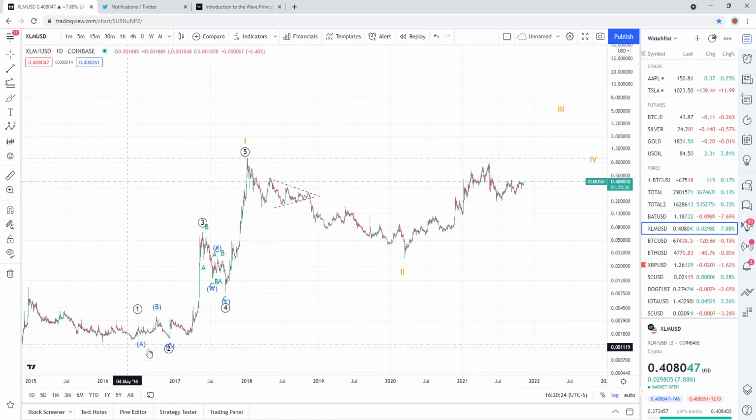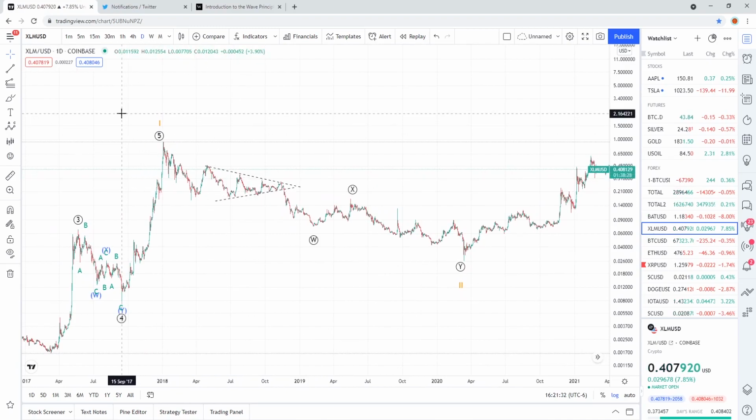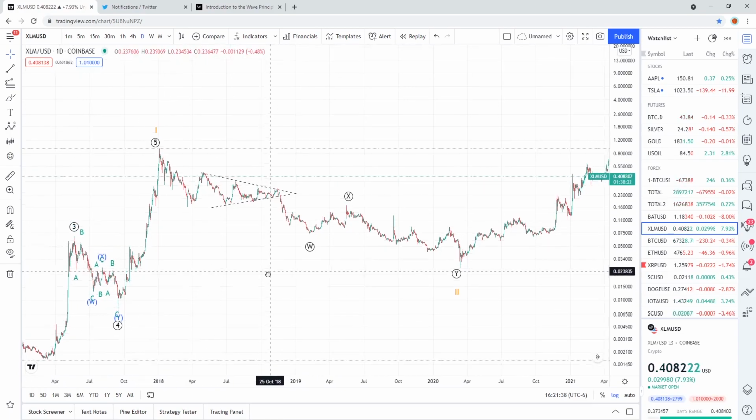So since XLM had 5 primary waves up, I do believe that this is the top of cycle wave 1. And this is the bottom of cycle wave 2 at the low around 2.5 cents. So within cycle wave 2, it took correction as a double zigzag. This is the same structure that I showed you right here in this primary 4th wave.